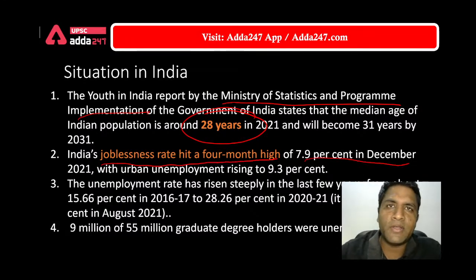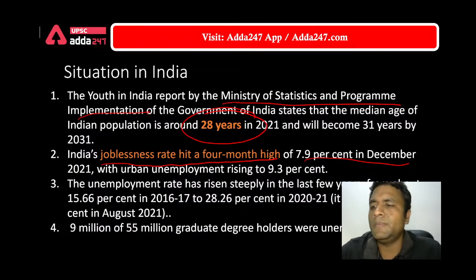Then again, India's joblessness rate hit a 4-month high of 7.9%. So we are talking about demographic dividend, but there are chances that if it is not harnessed properly, there can be a demographic disaster as well, because the population is huge, the working age population is huge, but we are unable to provide them employment properly.